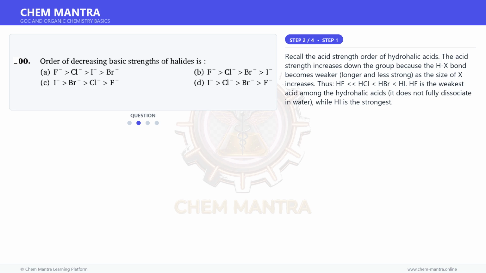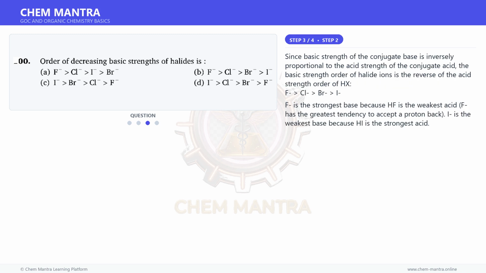Recall the acid strength order of hydrohalic acids. The acid strength increases down the group because the H-X bond becomes longer and weaker as the size of X increases. Thus, HF < HCl < HBr < HI. HF is the weakest acid among the hydrohalic acids. It does not fully dissociate in water, while HI is the strongest. Moving on to the next step.